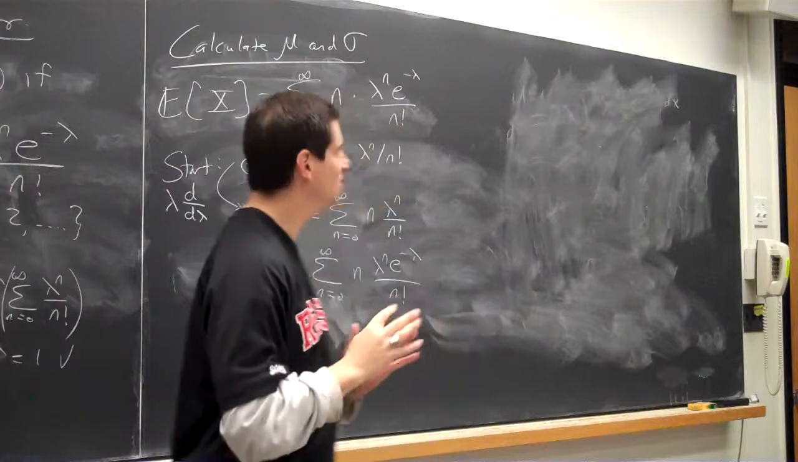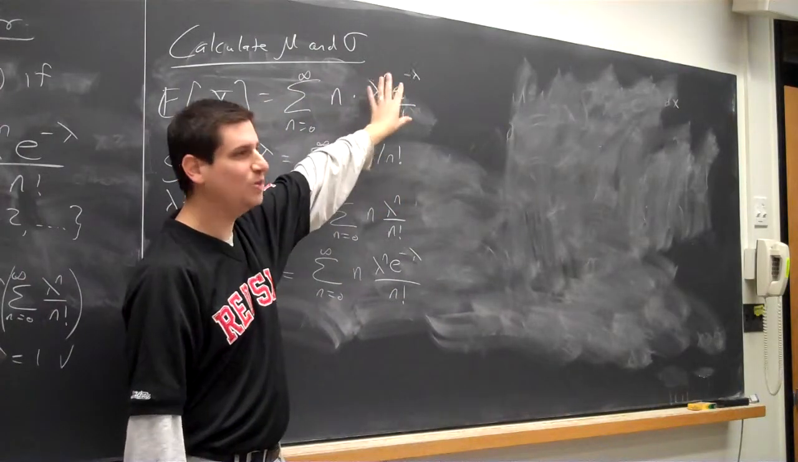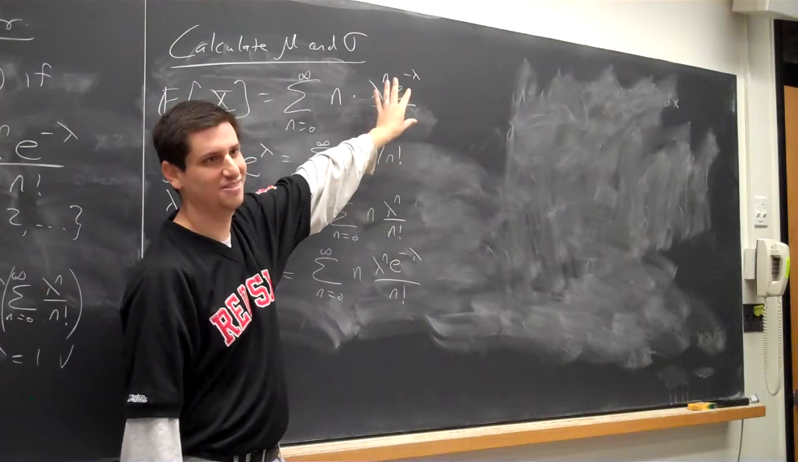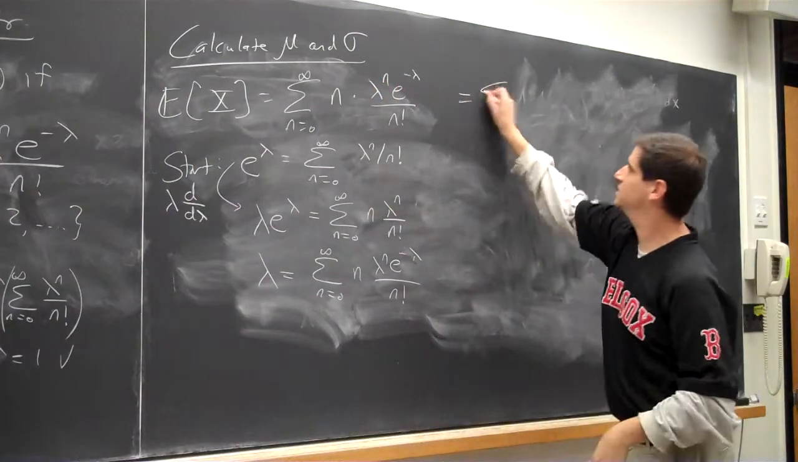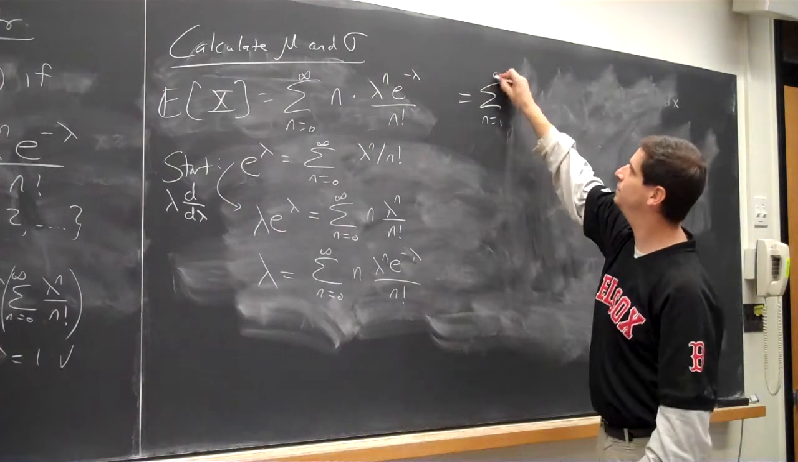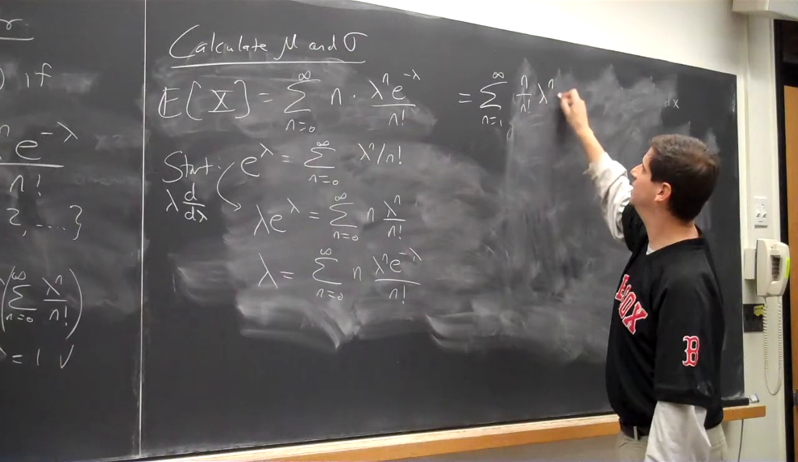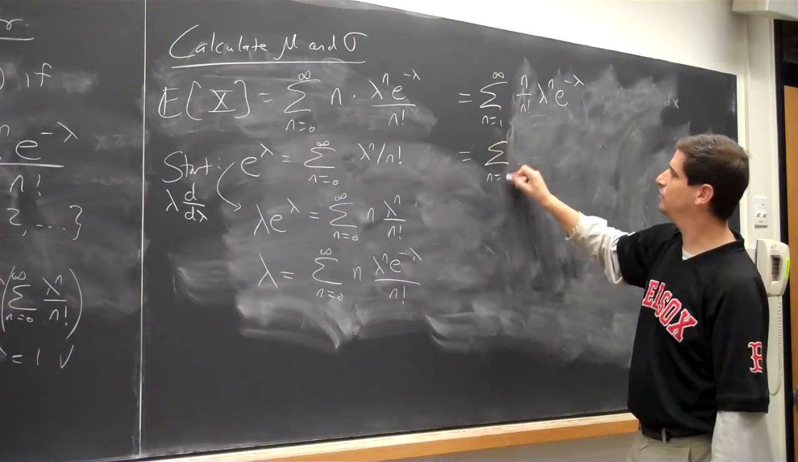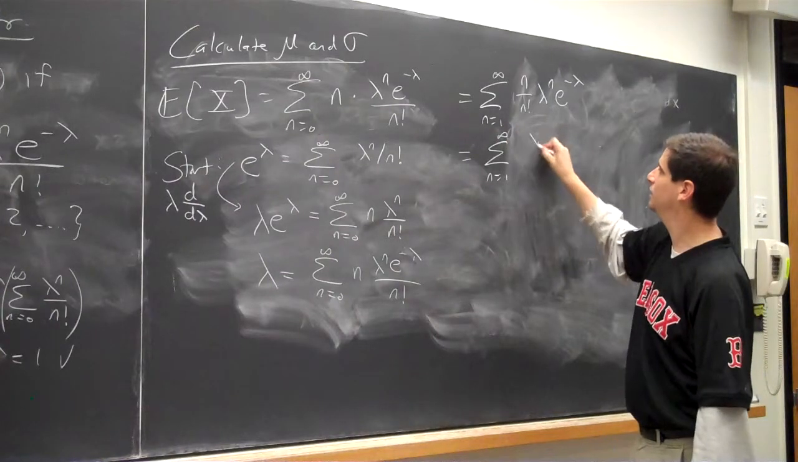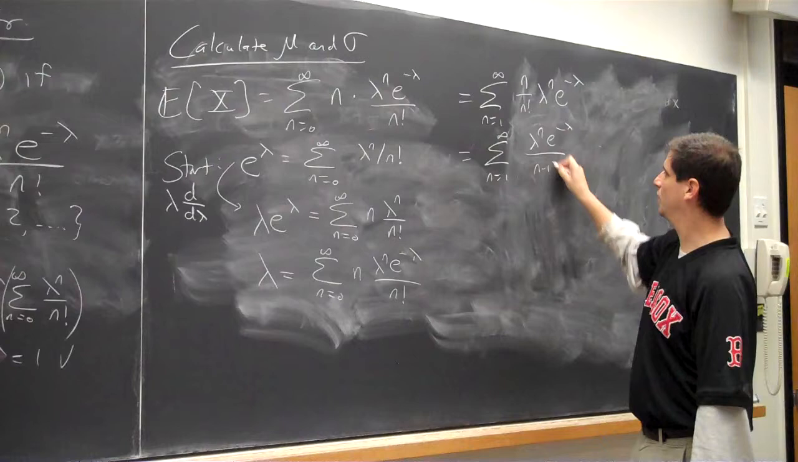So why don't we just say the following? When n equals 0, there's no contribution here. Why don't we just start the sum when n equals 1? So this is the same as the sum, n goes from 1 to infinity, of n over n factorial, lambda to the n, e to the minus lambda. Right, it's the sum, n goes from 1 to infinity, of lambda to the n, e to the minus lambda, over n minus 1 factorial.